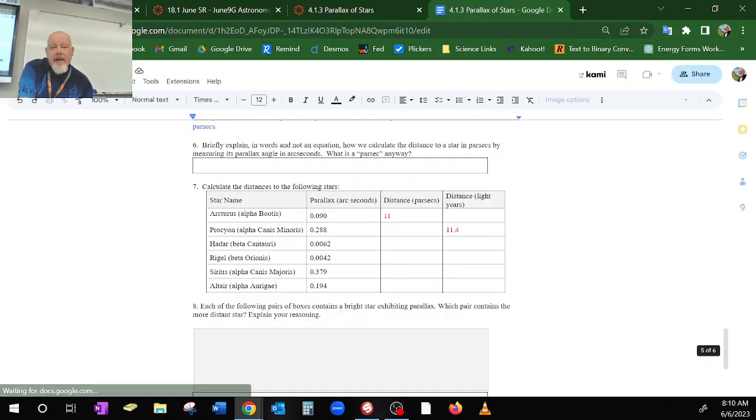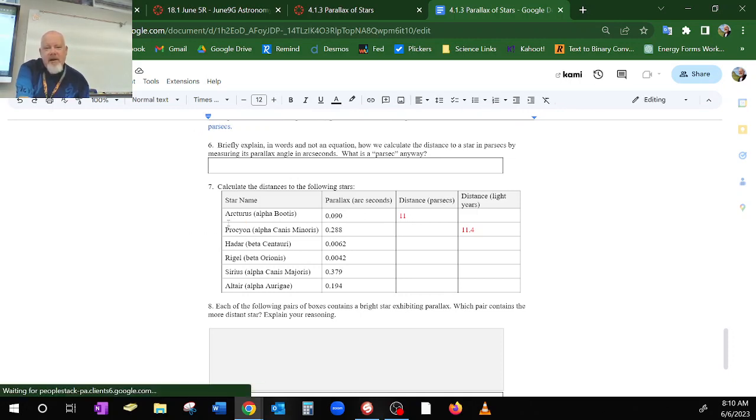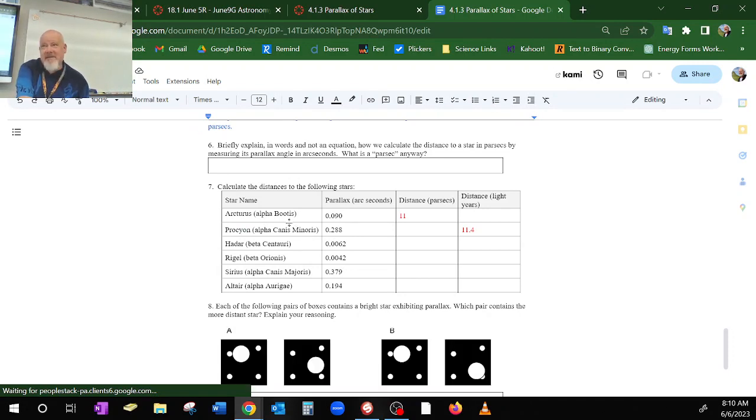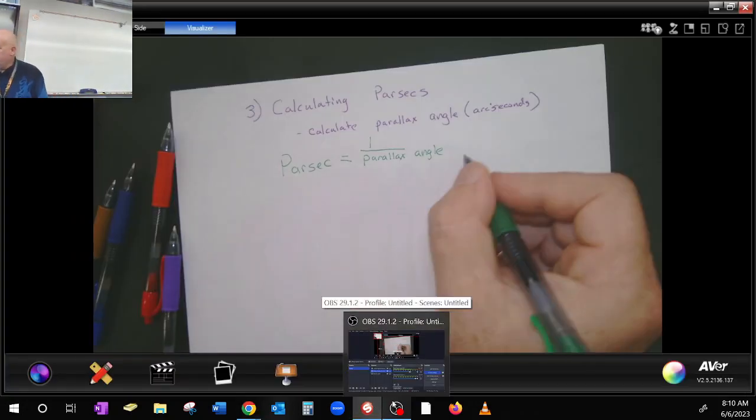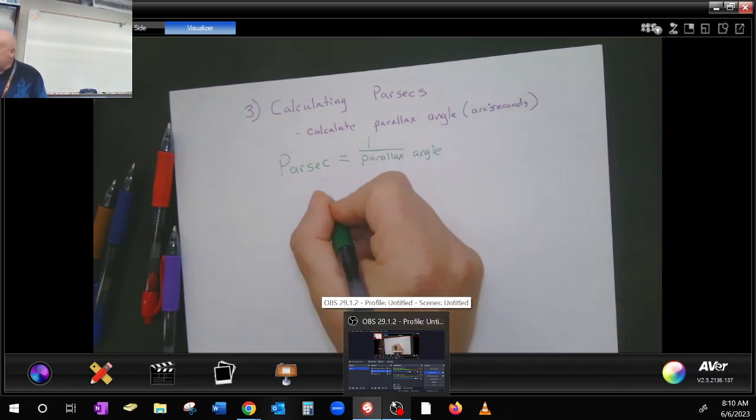All right. You can see right here, I've given you a chart, and it says Arcturus, Alpha Boötis. Yes, there's a constellation called the Booties. You can giggle at that all you like. Alpha just means it's the brightest star in the constellation of the Booties. The parallax right there, I told you I was going to give you the parallax. It says that it's 0.090.